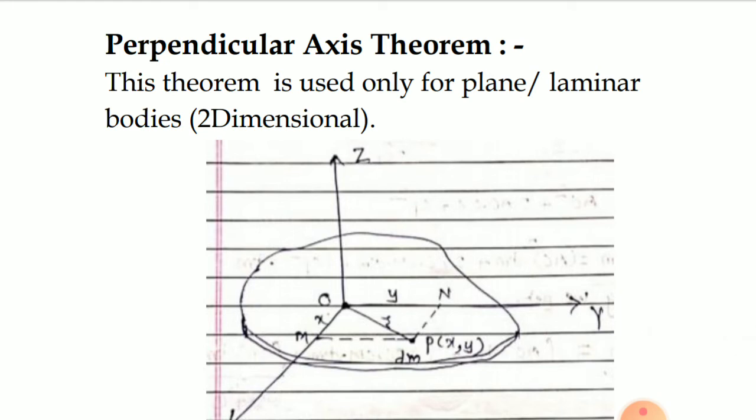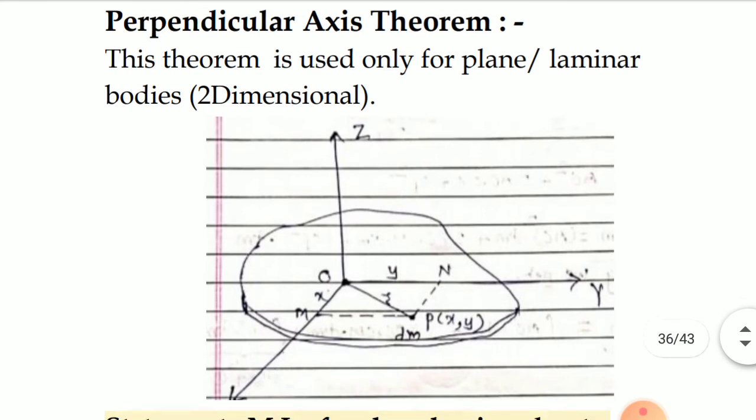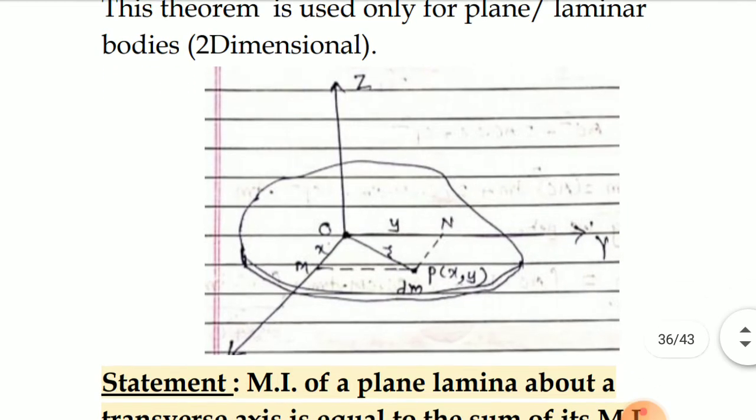So in the case of a ring or a disk, I can use the perpendicular axis theorem. If you have a plain rectangular sheet, you can use the perpendicular axis theorem. First of all, we will have a look at this diagram and then try to see what the statement means, and try to understand the equation and its mathematical proof.